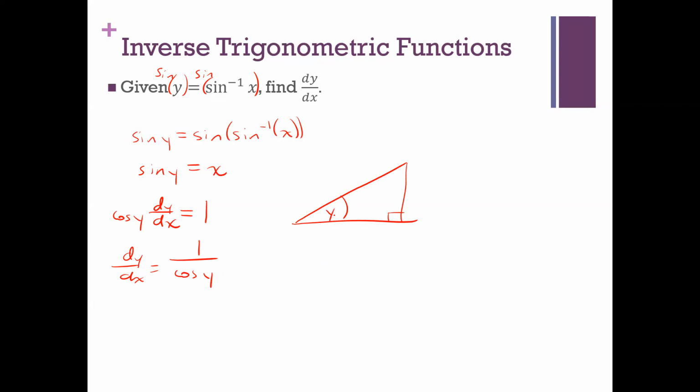I know that I have some angle y. Let's go back to this relationship here. We had sine of y equals x, right? Does that mean that I can label 2 sides of the triangle like this? Opposite side x, hypotenuse 1. Based on that, can I find the missing side?